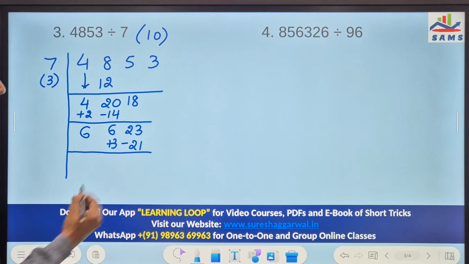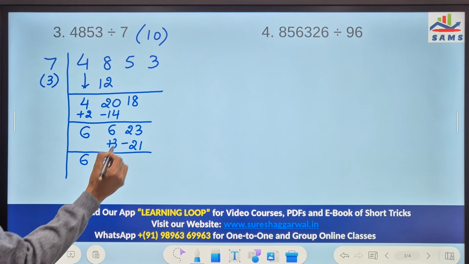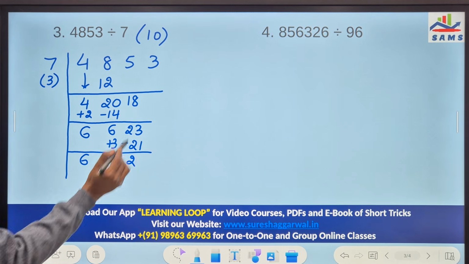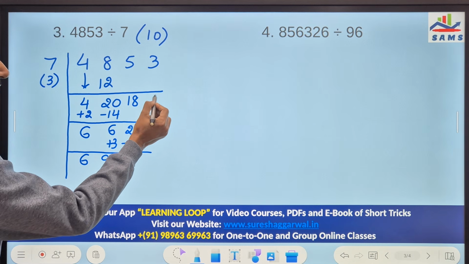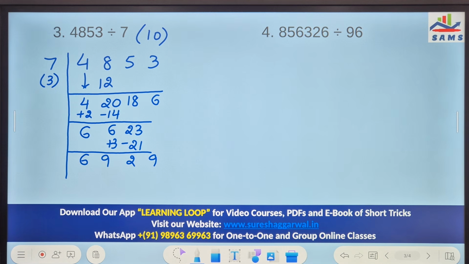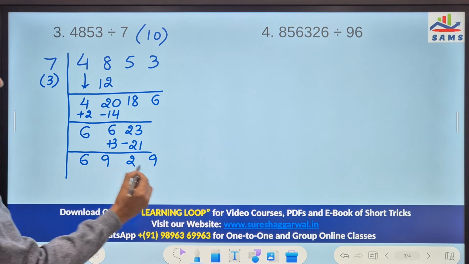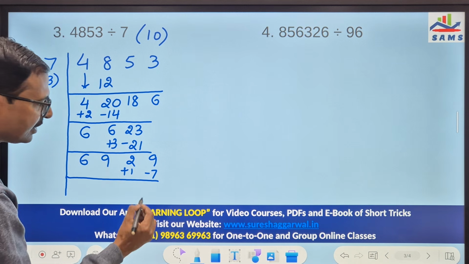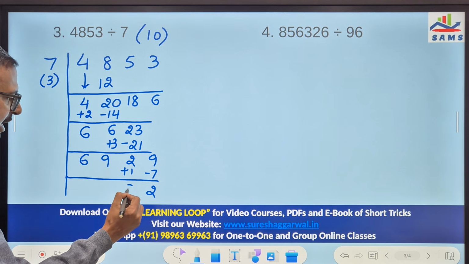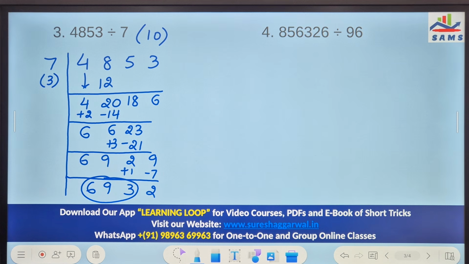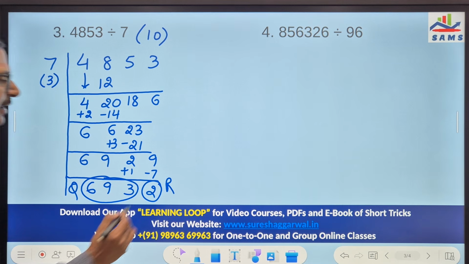So this gives me another set of numbers, 6, 9, and then this becomes 2. Now the deficit 3 times 2 is 6, which I will write below 3 here. So 3 plus 6 gives me 9. And final step, because 9 is again greater than 7, so minus 7, add 1 multiple, and then you will have the final answer. This is 2 and this is 3, this is 9 and this is 6. So 693 becomes the quotient and 2, this number becomes the remainder.